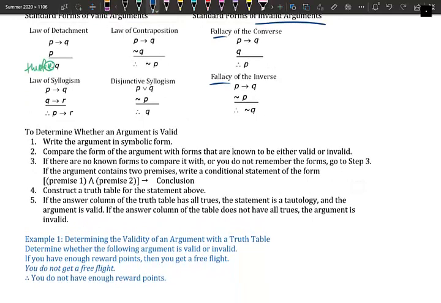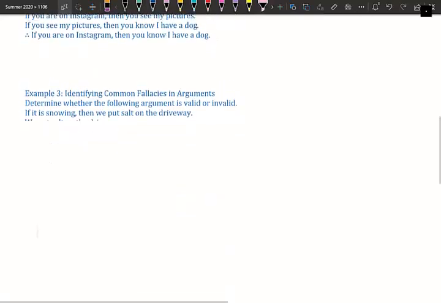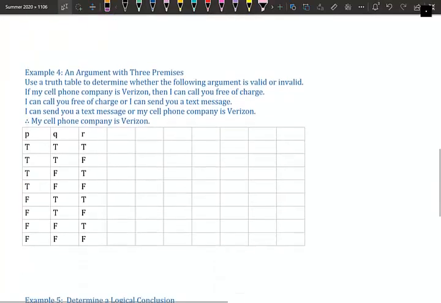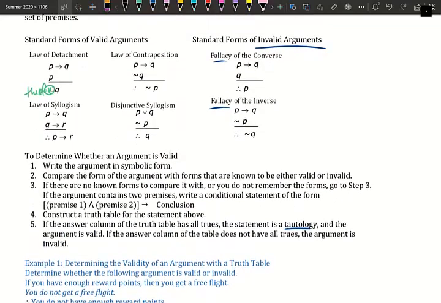To determine if something is valid, you write it in symbolic form. You compare the form to one of the known forms, one of the arguments. If there are no known forms to compare it to, then we do step 3. If the argument contains 2 premises, write a conditional statement of the form premise 1 and premise 2, if then conclusion. Construct a truth table, and if the answer column of the truth table has all truths, the statement is a tautology, and the argument is valid. So for it to be valid, it needs to be a tautology. You'll see an example of that in example 4, where we use a truth table and step 3.